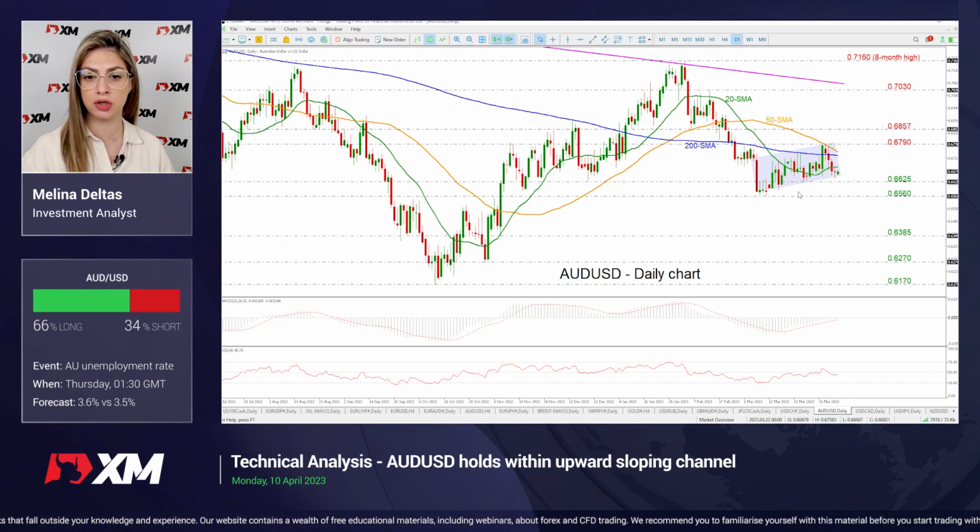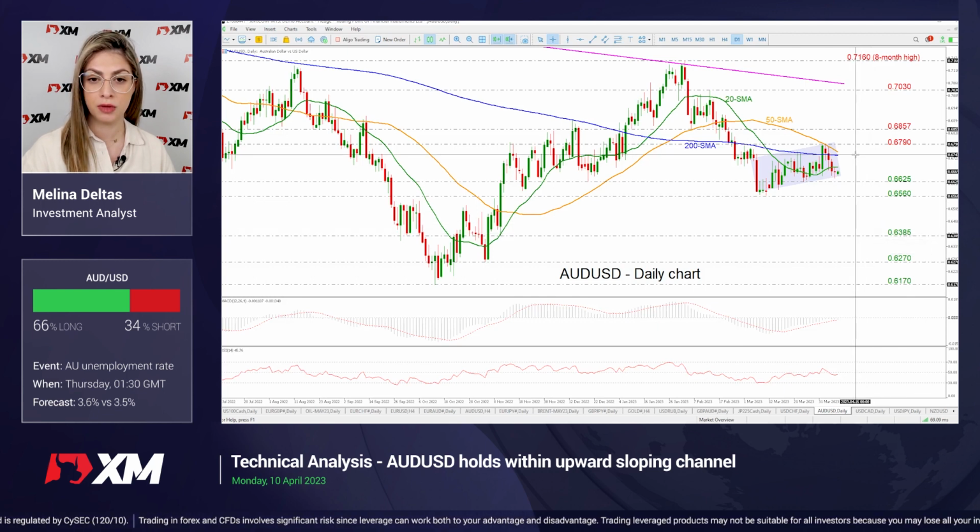So looking at the Aussie dollar, we can see that the price is holding within this upward sloping channel since the beginning of March, and is now challenging the lower boundary of the channel and near the 0.6625 support level. Any movement beneath this line here may switch the outlook to bearish, meeting the 0.6560 and even lower the 0.6385 support.